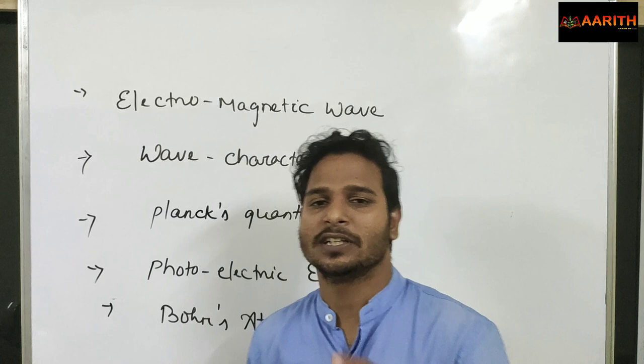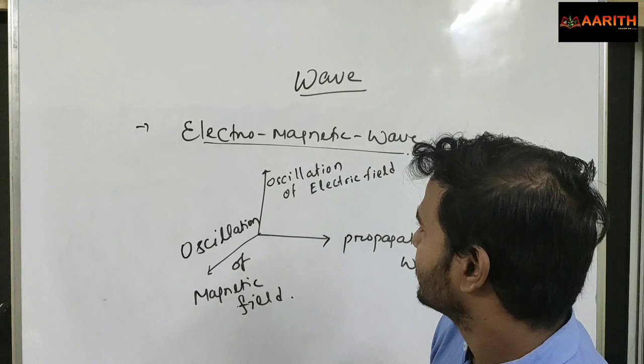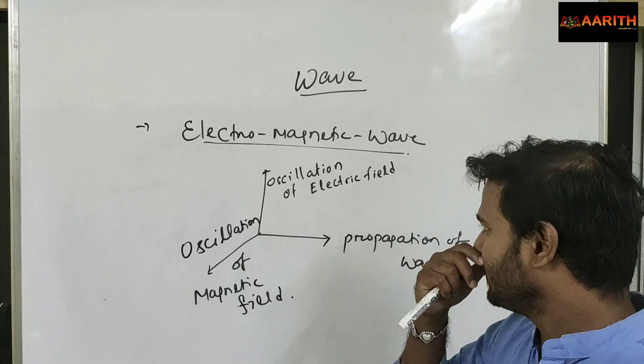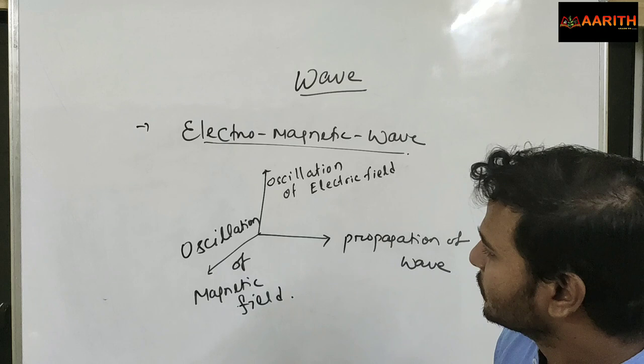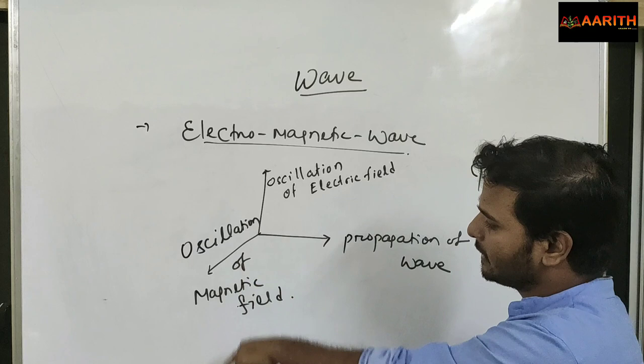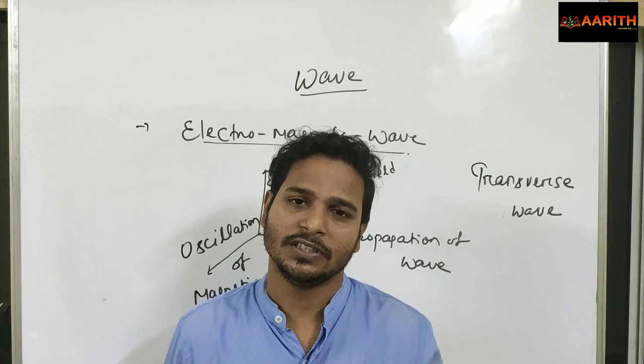So now turn to the topic. First, wave. You know, wave is some kind of disturbance. Electromagnetic wave, you are already familiar with that. I represent the electromagnetic wave through a figure, that is the propagation of wave, that is the oscillating electric field and the oscillating magnetic field. They are all mutually perpendicular to each other. Fine. And electromagnetic wave is a transverse wave.